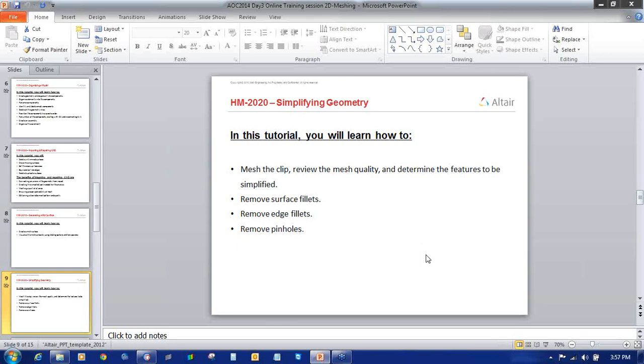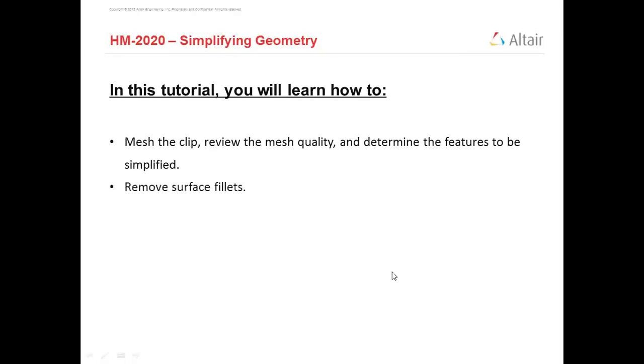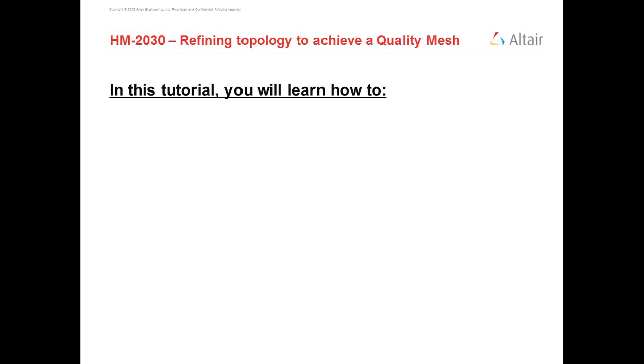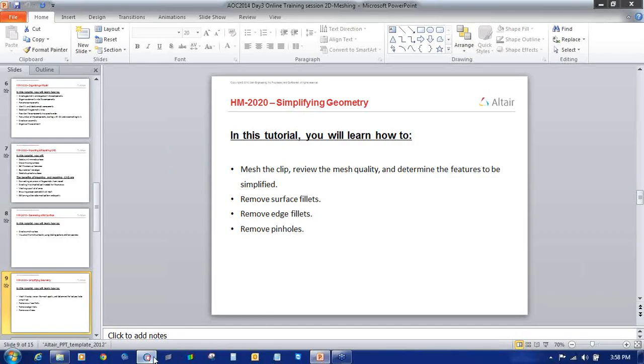Now we will see how to simplify the geometry. The options available in HyperMesh to simplify the geometry, like how to mesh the clip, that is the model, review the mesh quality and determine the features to be simplified, then remove the surface fillets, surface edges or pinholes, how to do that. We will see this in this tutorial.